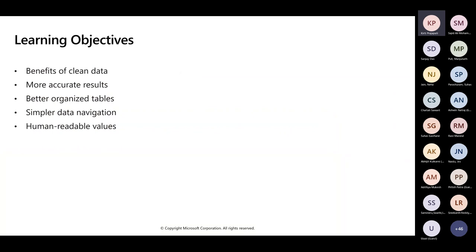And here the main objective of this section is to see what the benefits of cleaning the data are. So we can get more accurate results and we can also organize tables in a better way. And then we have data navigation in a simpler way so the end user can easily understand. And it should be human readable as a value, whatever the result we are trying to display to end users, so they can read and relate to what is happening, right?